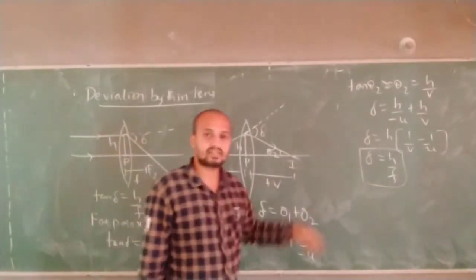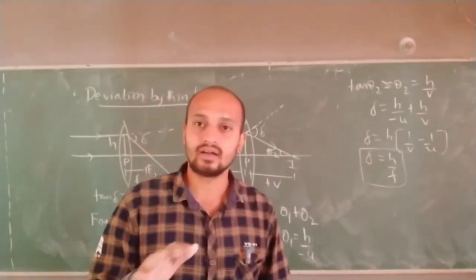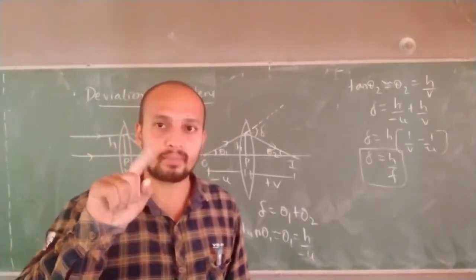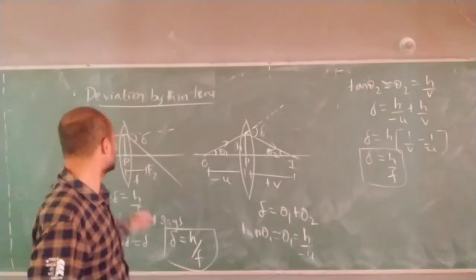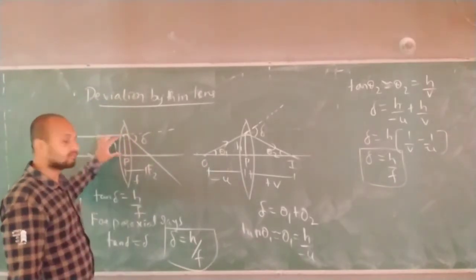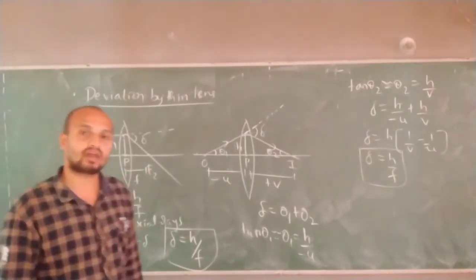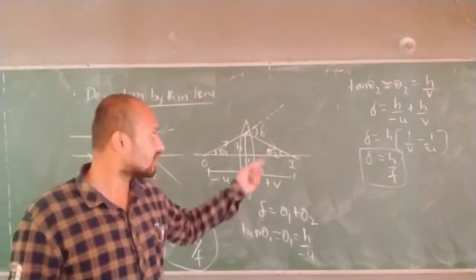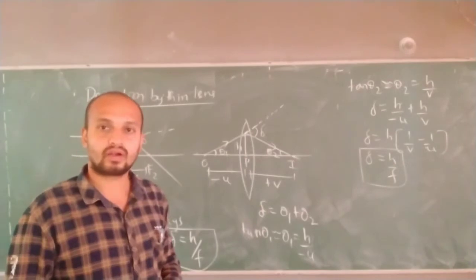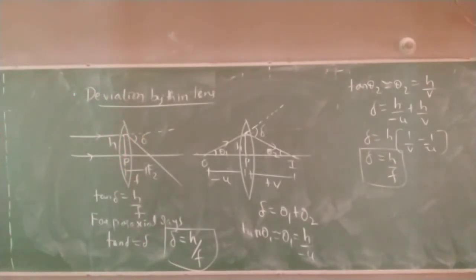From this you can understand, wherever also you keep the object, deviation produced by lens does not depend on the object distance. It depends on two things. One is this height, another one is focal length. If you change focal length of the lens, if you change the meeting point, deviation of the light is going to change.